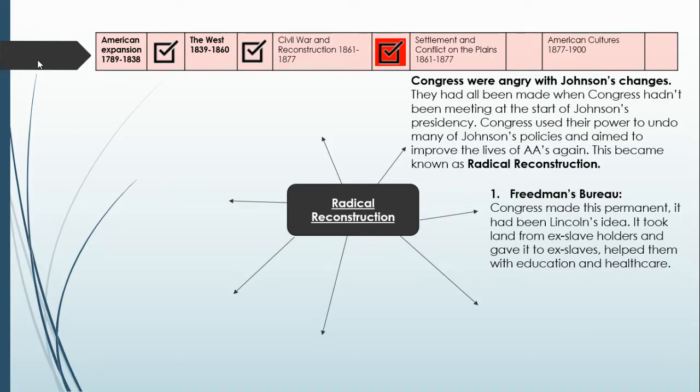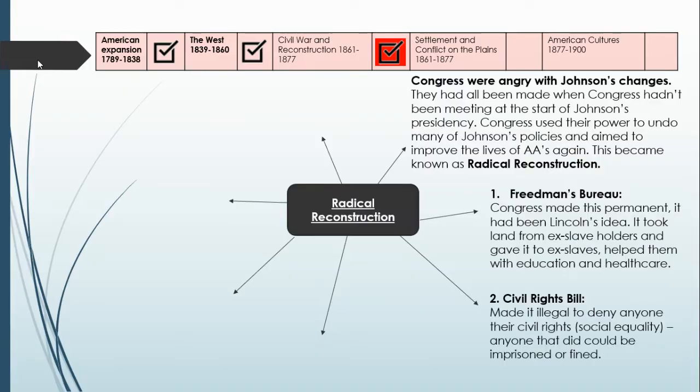And it also helped them with things like education and healthcare. Remember that it was illegal before the American Civil War for African Americans to be educated in the South, so they are going to need support with education, and the Freedmen's Bureau is something that would give them that support.